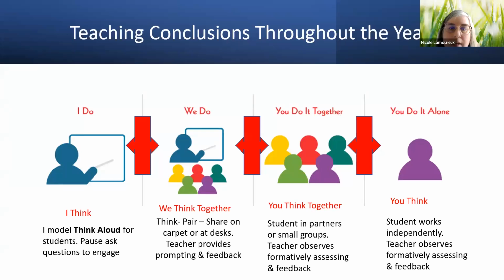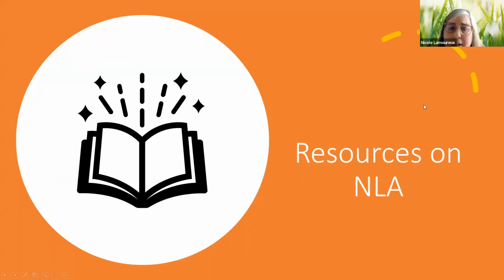Especially for grade 1, but think of the gradual release of responsibility. I do: I'm going to write a conclusion and you watch me write it. I'm going to do a think aloud. We think together. So there could be pair shares or hand up, stand up, and you're circulating so you can get a pulse on how your class is developing. You think together in partners, and when I feel you're ready, you think by yourself. These are all great strategies.